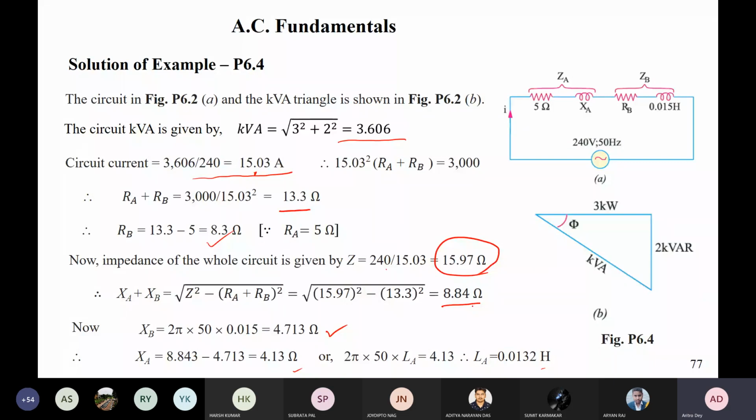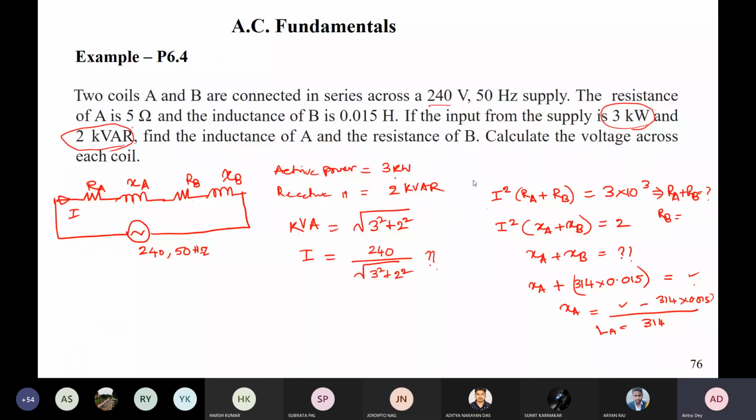I don't have a calculator right now. Anyway, let's try one question, sir. In your approach, sir, you did I square into XA plus XB equal to 2000. That one should be 2000, okay, because kilowatt is there. So those things you should take care of. This is kilowatt, so 2000.